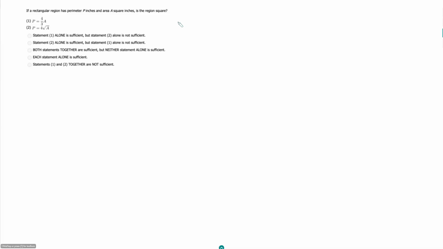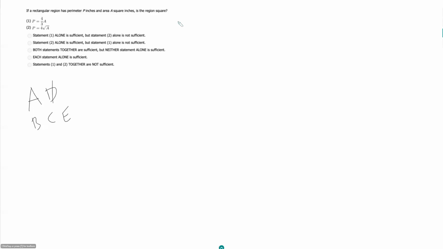If a rectangular region has perimeter P inches and area A square inches, is the region a square? One thing that stands out about this question is both of my statements are giving me the same thing. They're giving me the perimeter in terms of the area. And so what that probably means is, I don't see how the answer could be D, unless these two equations were really the same equation. It's not. It's probably not possible that the perimeter can be equal to both of these things.